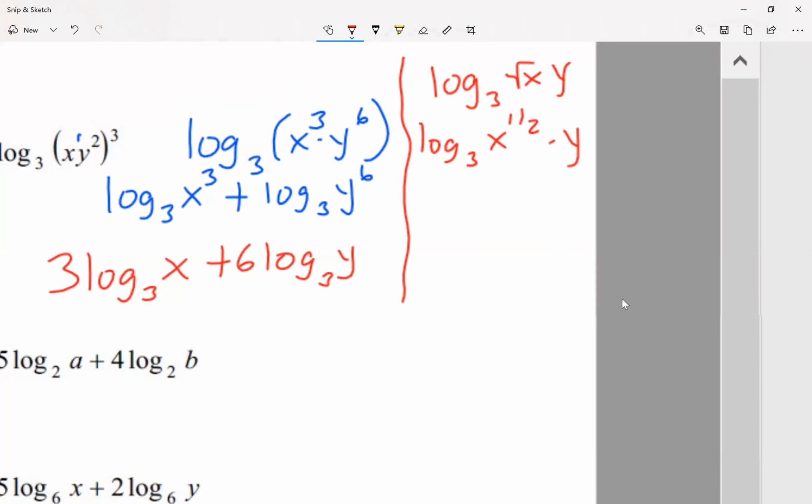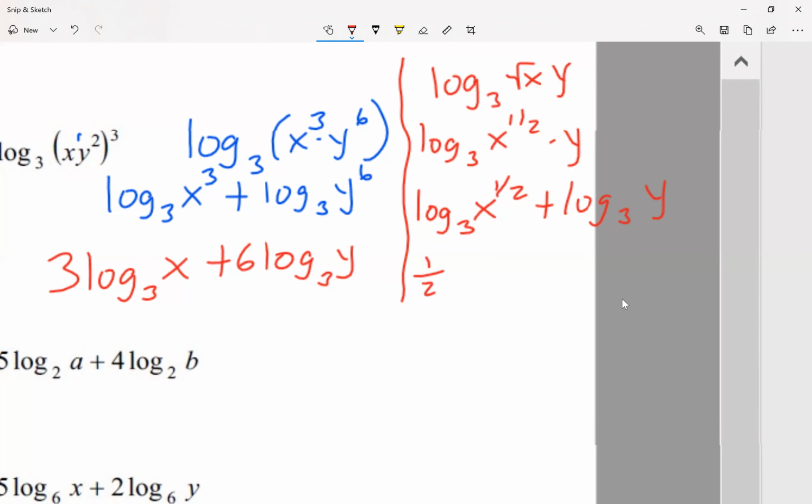Notice how my radical, I wrote it as a fraction. Remember, it was powered over root. We saw this a few weeks ago. Okay, so now I can call this log base 3 of x to the 1/2 plus log base 3 of y. The 1/2, I'm going to bring it to the front of the fraction. So I'm going to call this 1/2 log base 3 of x plus log base 3 of y.